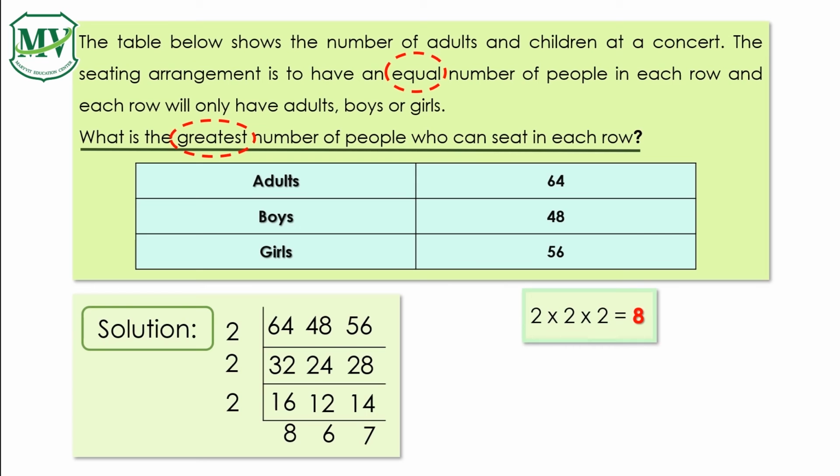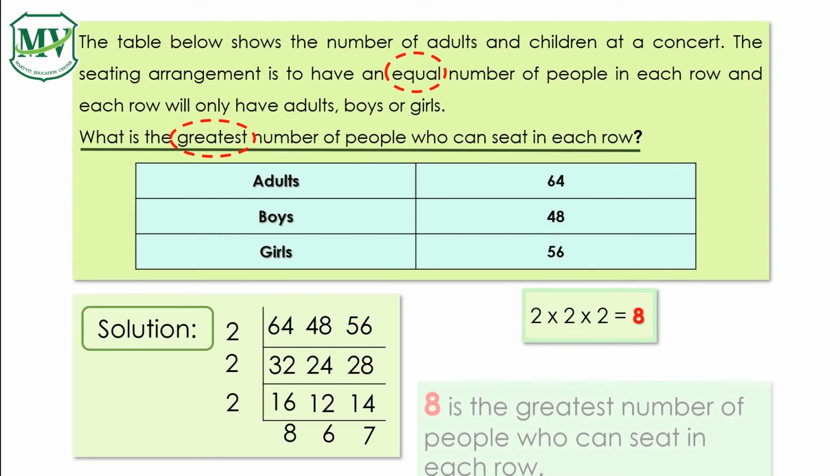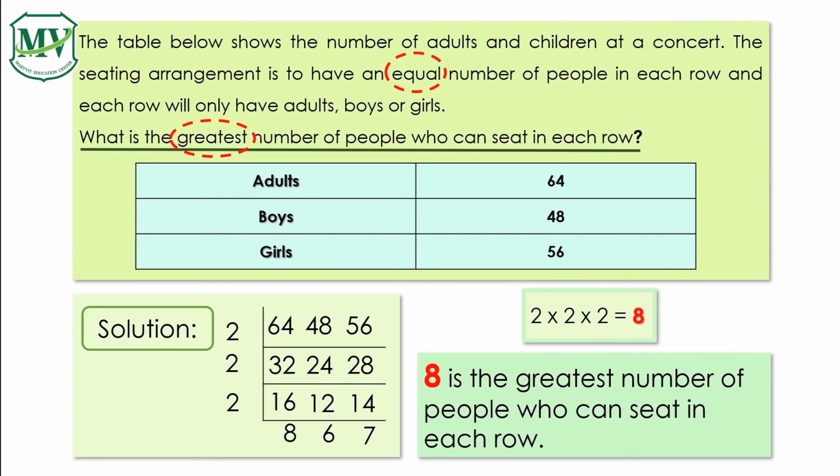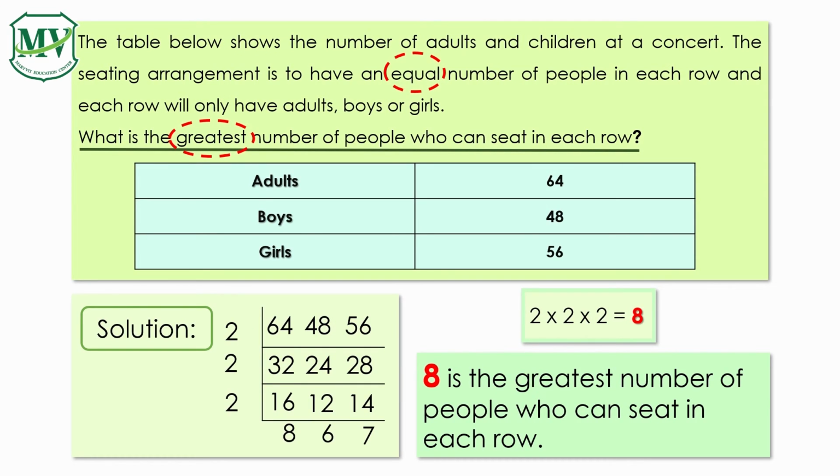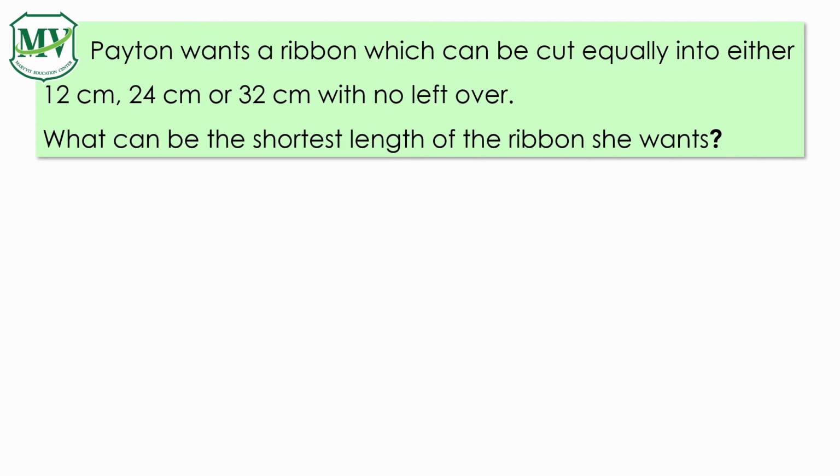Good job! Therefore, 8 is the greatest number of people who can sit in each row. Brilliant learners! Now let's have the last one. Let's read together. Peyton wants a ribbon which can be cut equally into either 12 centimeters, 24 centimeters, or 32 centimeters with no left over. What can be the shortest length of the ribbon she wants?